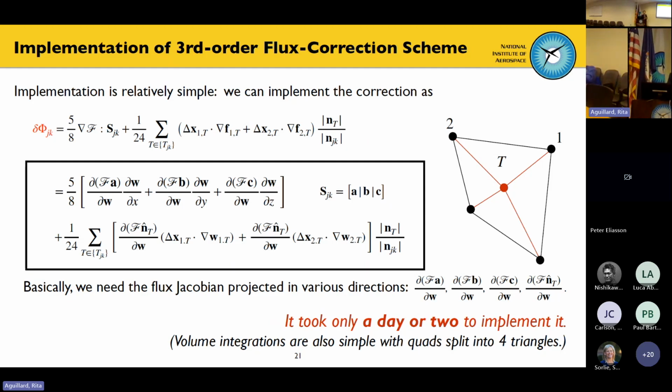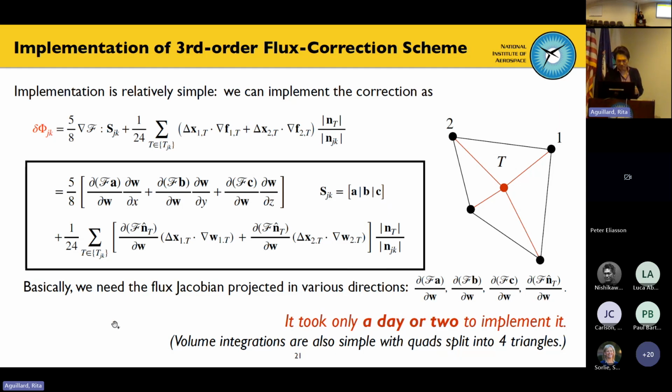And if you try to do it, it's not really difficult. The implementation was relatively simple. We can implement this correction term in terms of flux Jacobians projected in various directions, like a column space, A, B, C, and then these gradients, and the flux normal to the triangular face. So it wasn't very difficult. It took only a day or two to implement it.